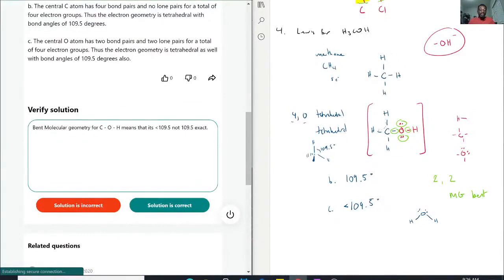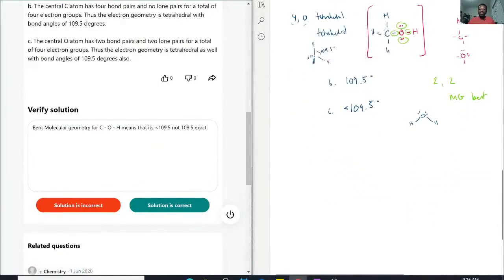So, with that being said, although everything else they did was fantastic, these are just the little things that can make you, for example, get the question wrong, because you just have to recognize that part when it comes to the molecular geometry.